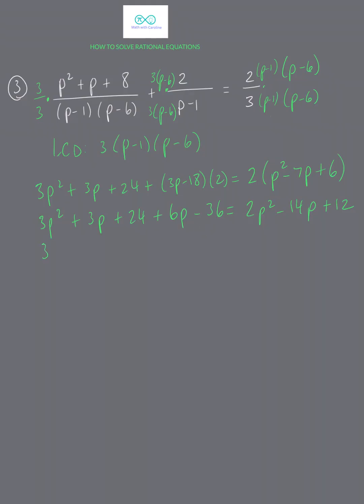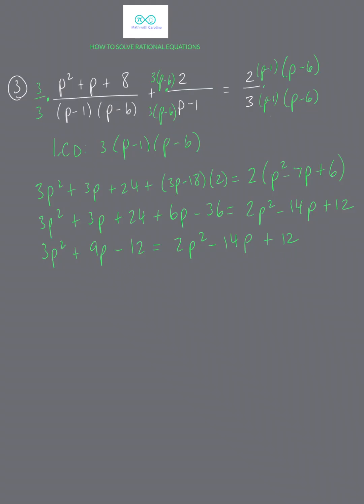So I've got 3p squared plus 9p minus 12 is equal to 2p squared minus 14p plus 12. Now I want to set my equation equal to 0. So I'm going to subtract 2p squared on both sides, add 14p, and subtract 12.